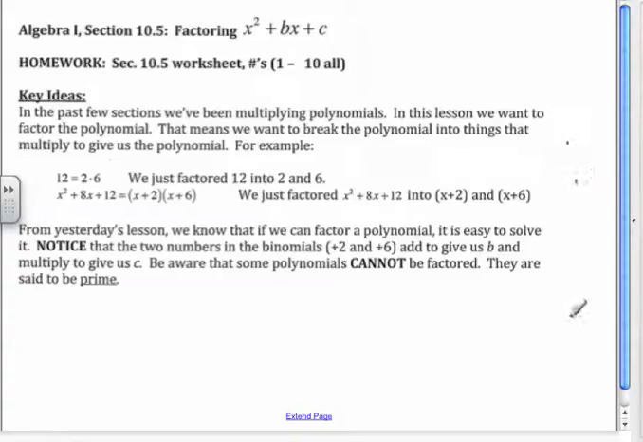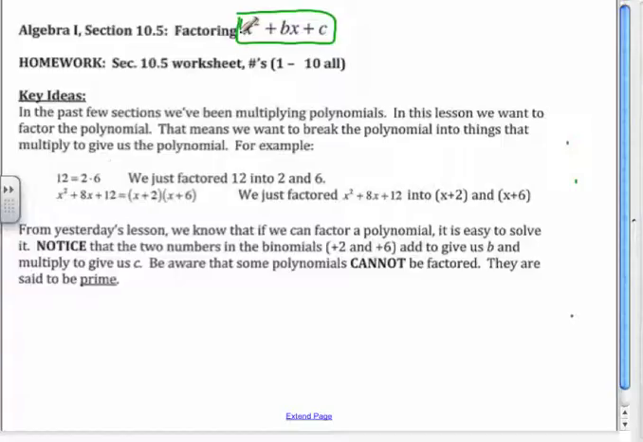Okay, guys, section 10.5, and it says factoring the quadratic that's x squared plus bx plus c. Now, the big deal about that is that there's no number in front of the x squared. That means that there's a 1 in front of it, okay? And whenever we have a quadratic that has just a 1 in front of the x squared, it's a lot easier to factor. We'll learn how to factor the other kind, and we can do it. It just takes a little bit longer, okay?